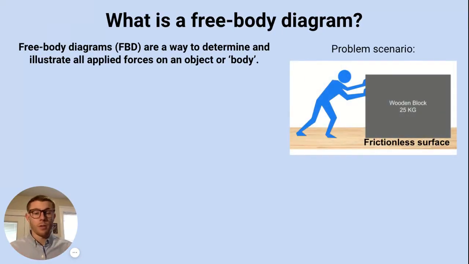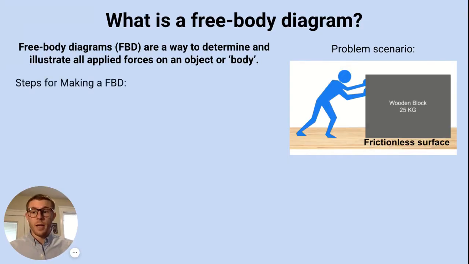We have a problem scenario on the right here where this blue man is pushing on a wooden block. The wooden block can be considered a free body because it's not bolted to the ground. It's free to move around. Since the guy is pushing on it, he can move the block because it's on a frictionless surface.